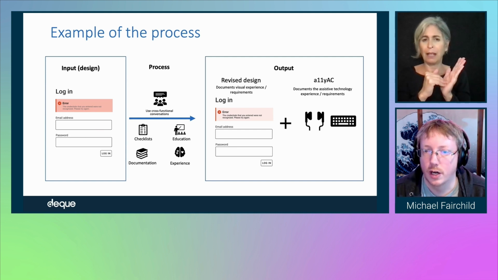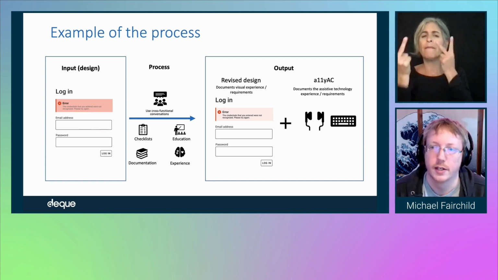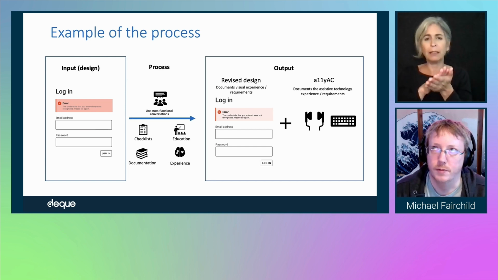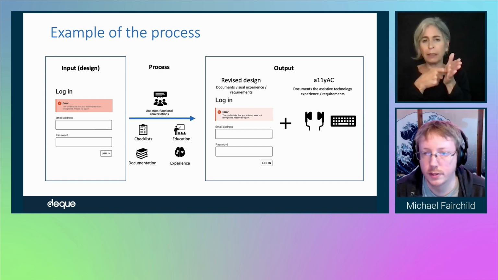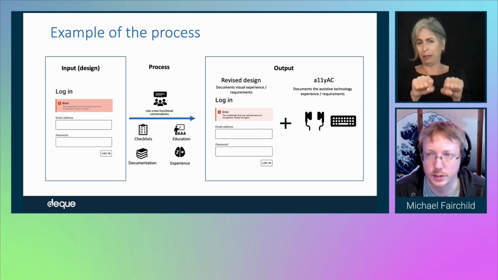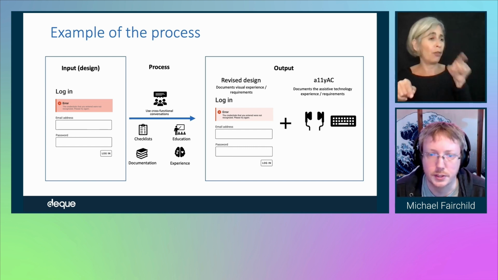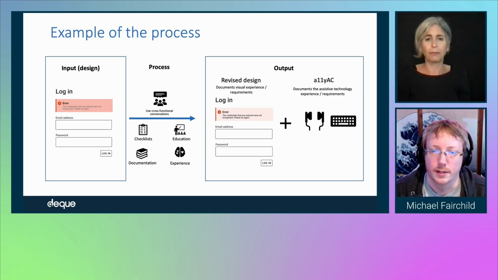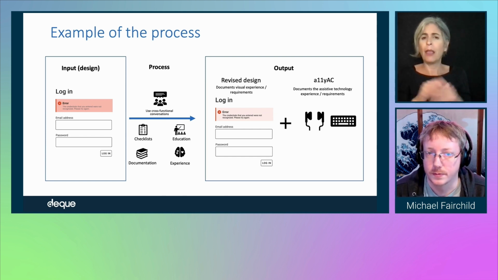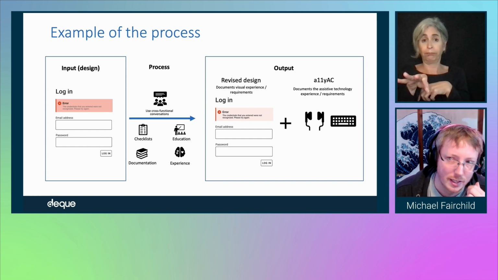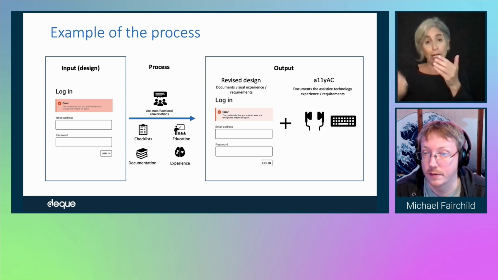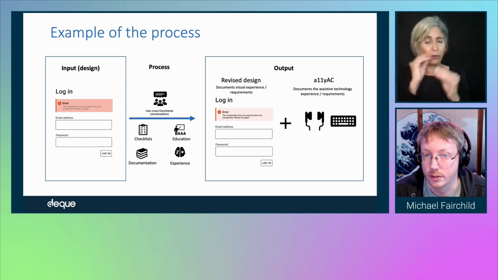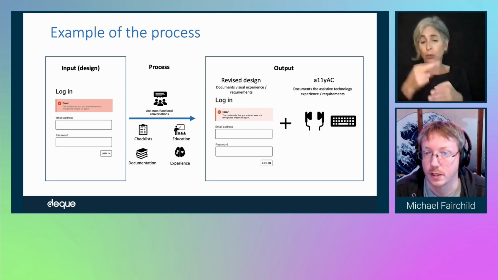The design itself documents the visual experience. It also documents the visual requirements as they pertain to accessibility, such as this color is used here or this color is used there. These are the labels for these different form fields and stuff like that. In this example, the development team reviewed the design. They found that color contrast problem. They brought it back to the designer, and they ended up with a new design that fixes that color contrast problem, right? So it could also result in a revised design.